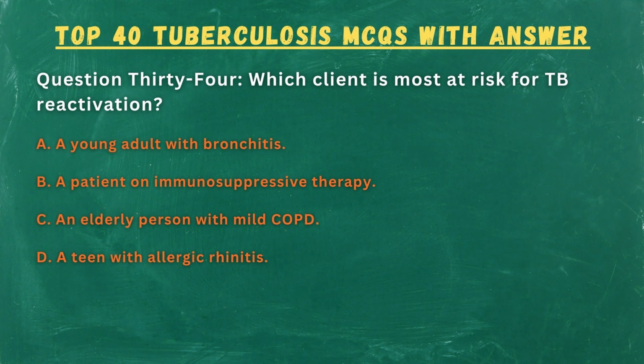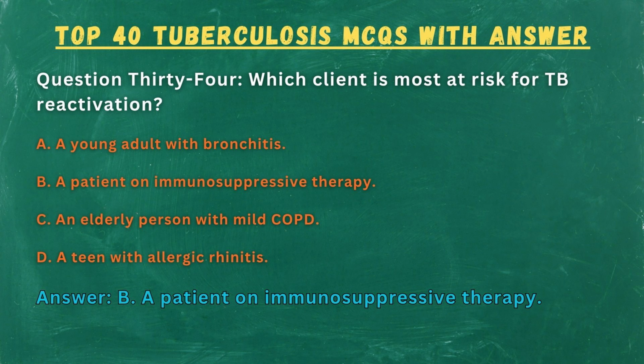Question 34. Which client is most at risk for TB reactivation? A. A young adult with bronchitis. B. A patient on immunosuppressive therapy. C. An elderly person with mild COPD. D. A teen with allergic rhinitis. Answer. B. A patient on immunosuppressive therapy.